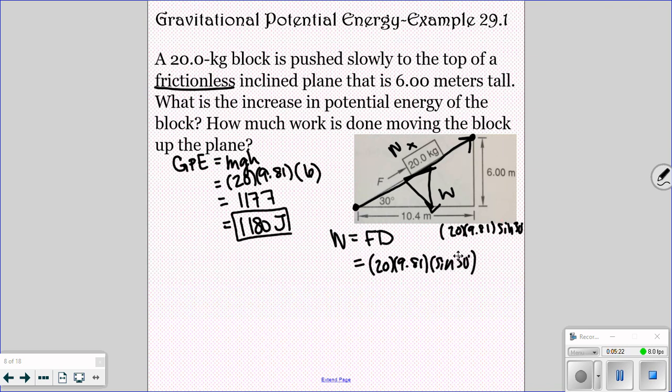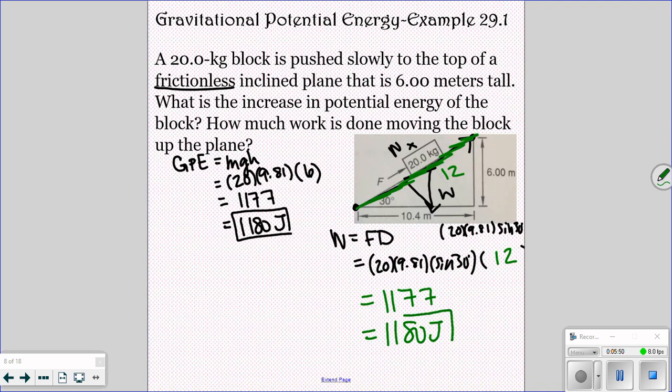And then the only other part you have to do is find the distance. And so for the distance, you would use the Pythagorean theorem to find the distance that they pushed it up. So if you use the Pythagorean theorem with the 10.4 and the 6, you're going to get 12. So that's going to be your distance here. And then if you multiply those, you should get the same 1,177, which is 1,180 joules when you put it into the correct sig figs. So that's how much work is actually done moving the block up the plane. The work and the potential energy were the same on this one.